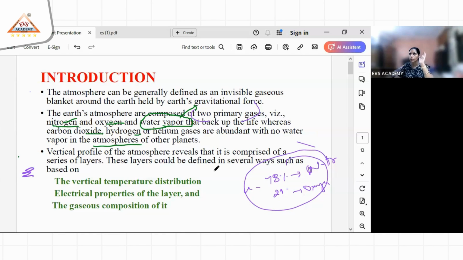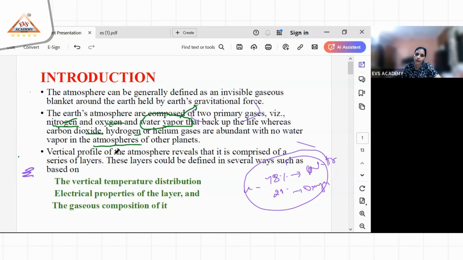Now, the atmosphere, which we say is an invisible gaseous blanket around the earth, has a profile. Like our own vertical profile, we can arrange our profile by the year I completed my graduation and post graduation. Similarly, the atmosphere has a profile, the hydrosphere has a profile, and the biosphere has a profile. Profile means the composition of the atmosphere.